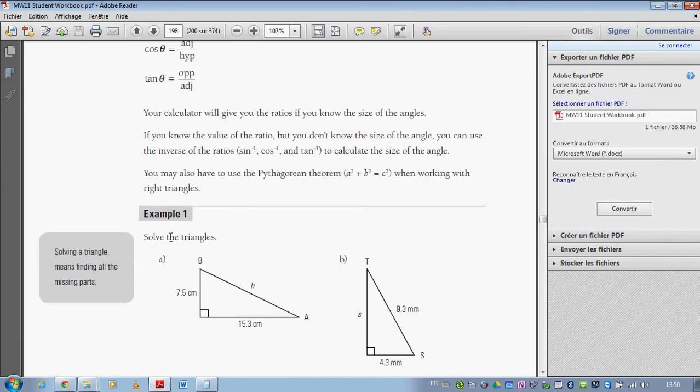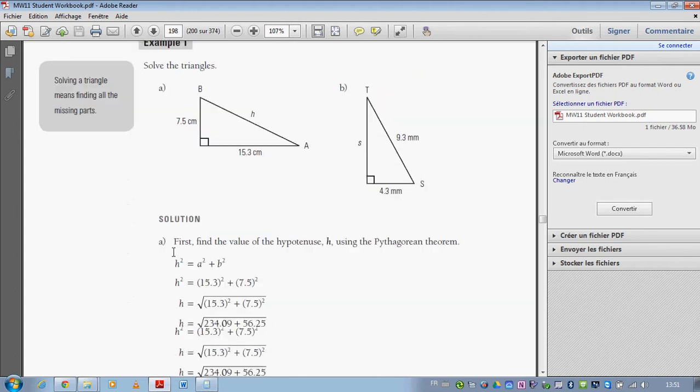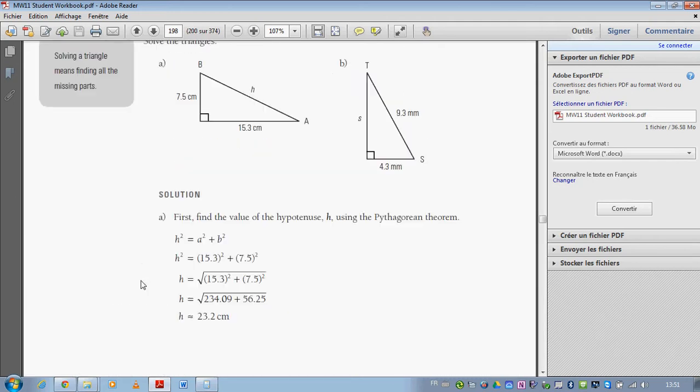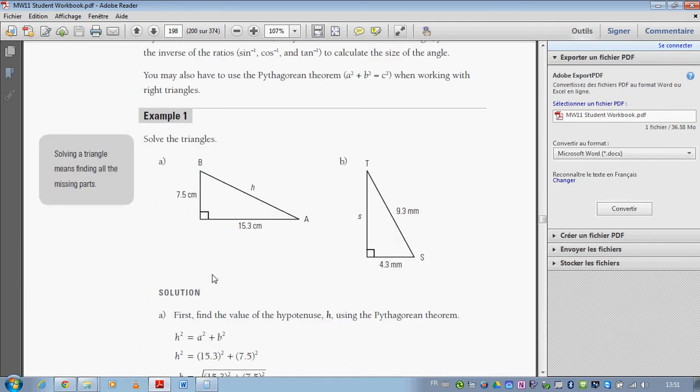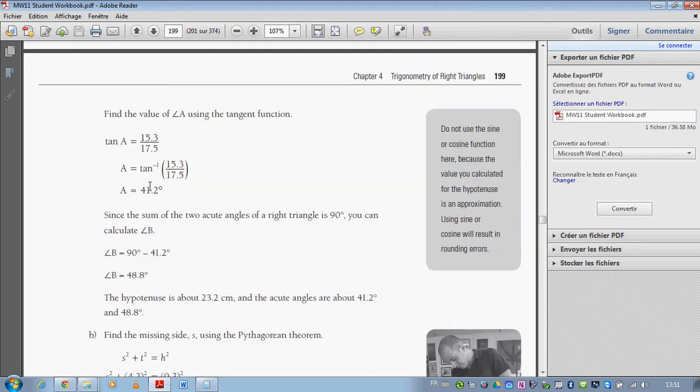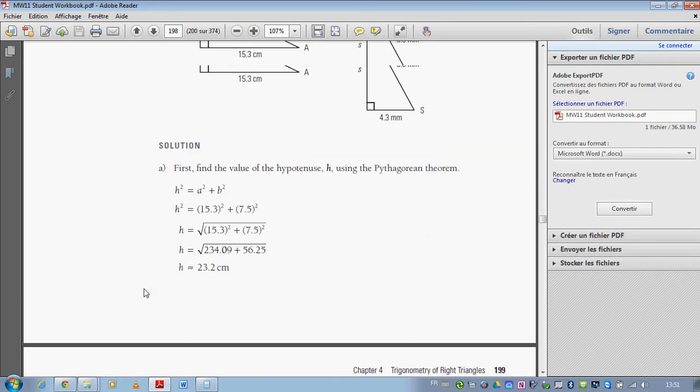So let's go ahead and try example one. Solve the triangles. When it says solve the triangles, it means to find out what is missing here. So we are missing the hypotenuse, and we are missing angle A and angle B. Please note that in your workbook, they didn't do it properly, so the values that you get down here for angle A and angle B are completely off.